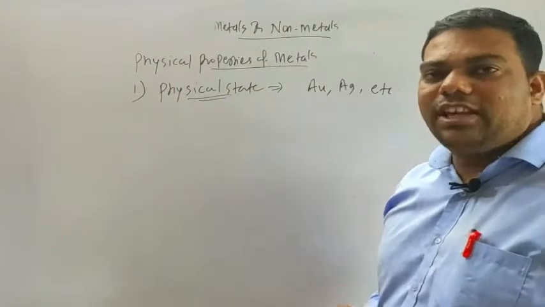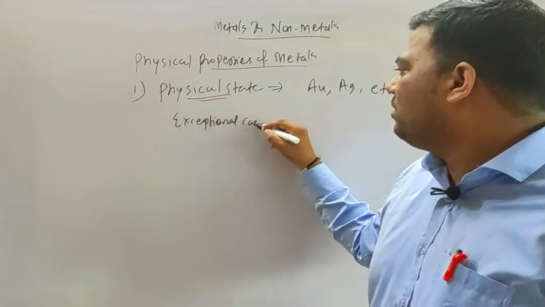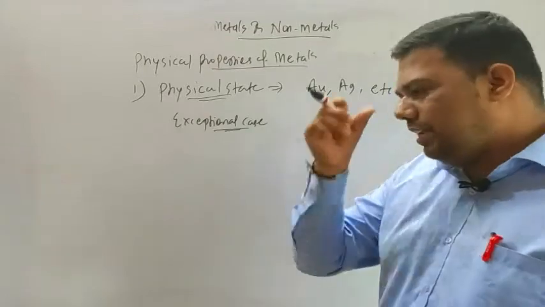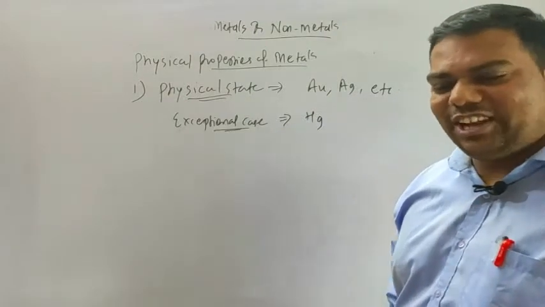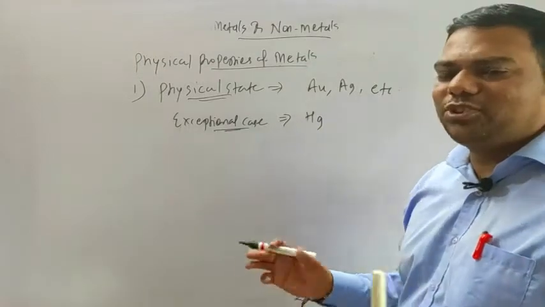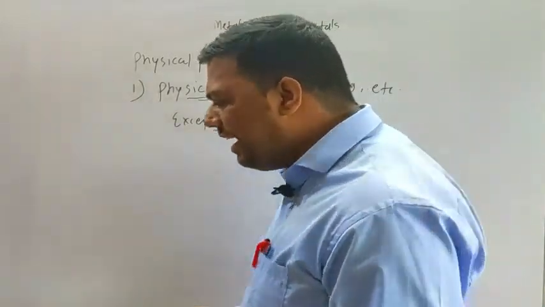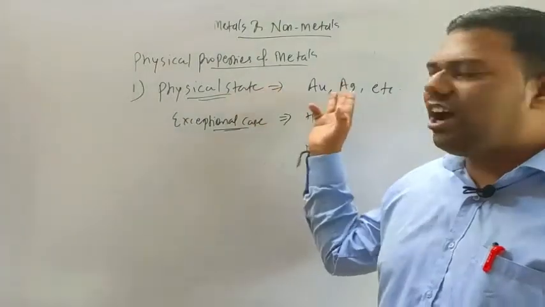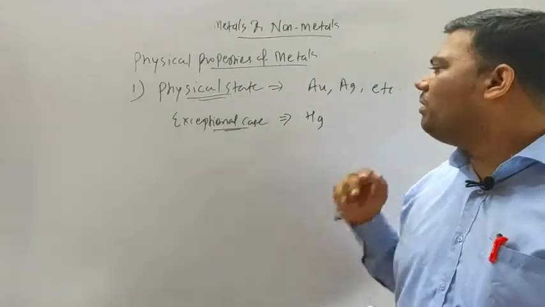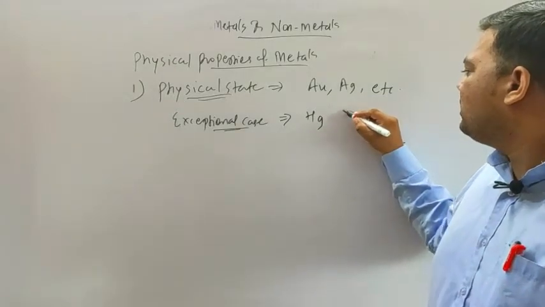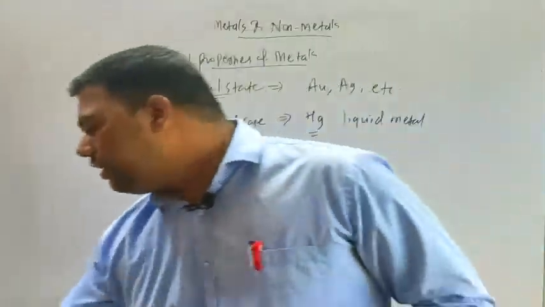But there is an exceptional case for the physical state of metals: mercury, which is a liquid metal. There is less force of attraction between its atoms. Hard metals have a tightly packed crystal lattice, while in mercury the atoms are loosely packed. Hg is a liquid metal. Understood?